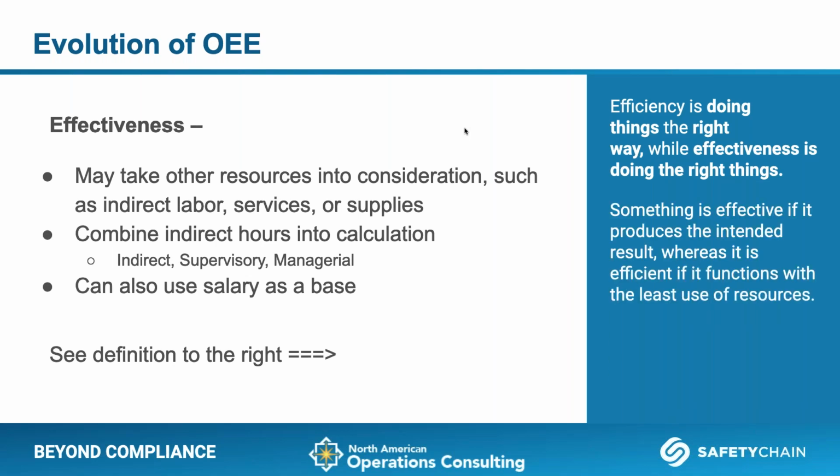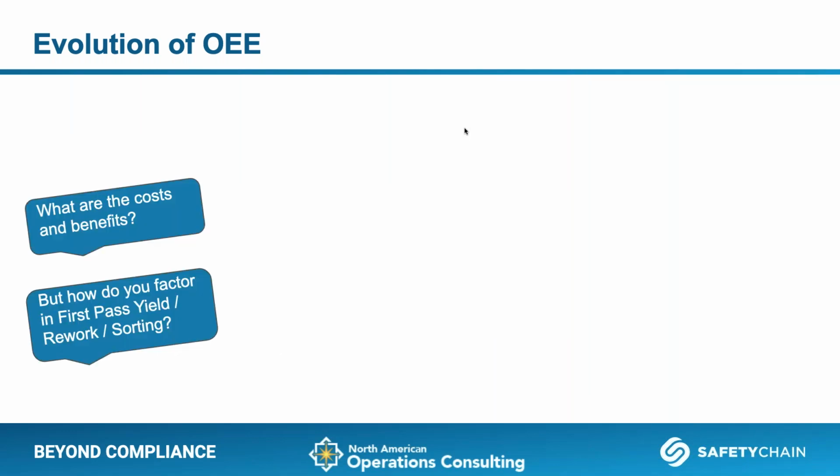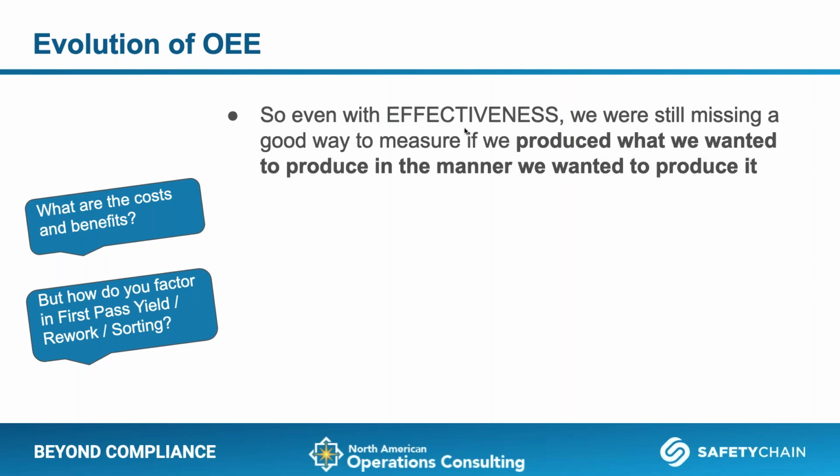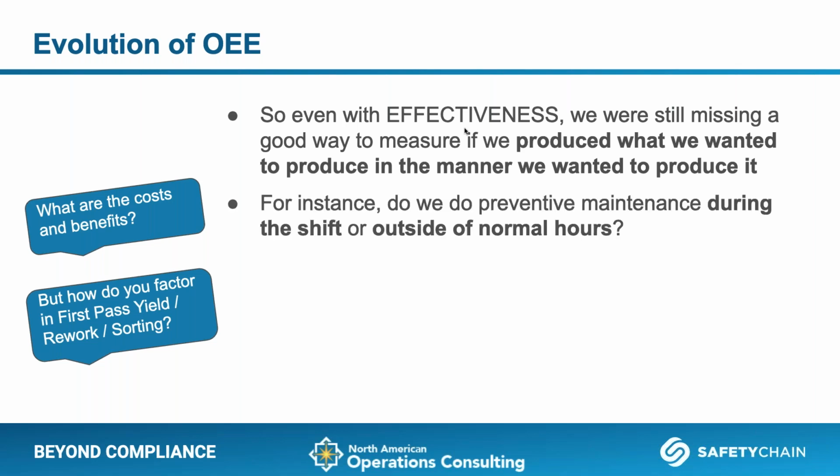I put a note here on the right: efficiency is doing things the right way, while effectiveness is doing the right things. You can do both, and what we're looking for in OEE is, instead of being efficient or effective, actually trying to do both at the same time. So even with effectiveness, as we were saying, we're still missing a good way to measure, really, did we produce what we wanted to produce in the manner we wanted to produce it? You need a way to capture some of that other data.